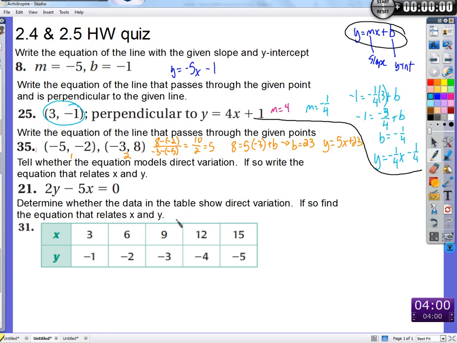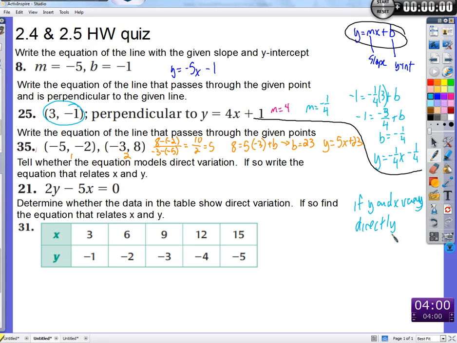2.4, now we're into 2.5, direct variation. Direct variation, let's say, if y and x vary, that's the word vary, directly, then what are we saying? What does that mean? One point will always be 0, 0, or they'll always go through the origin. That's true of the line that you graph.